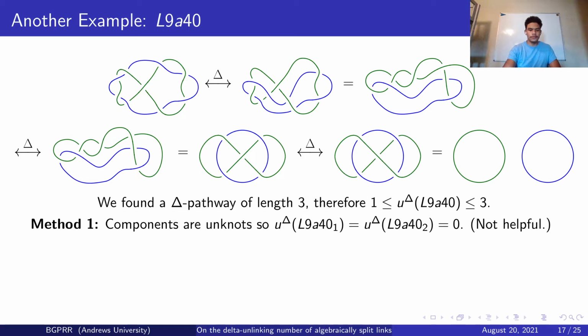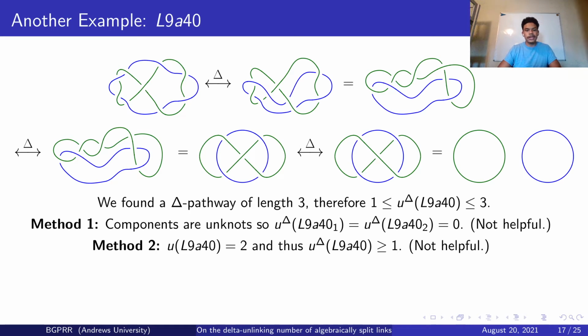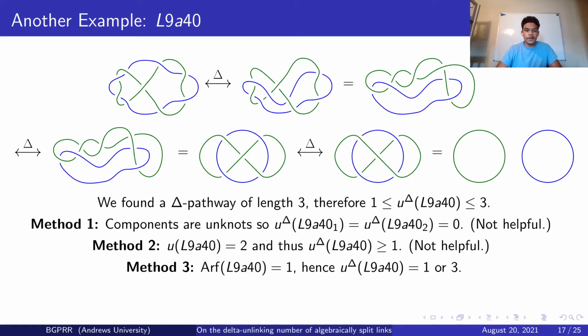which is not helpful. If we look at our second method, the canonical unlinking number, it is known that the canonical unlinking number of L9A40 is equal to 2. Half of this gives us a lower bound of 1, which doesn't really change anything, also not helpful. If we use method 3, the Arf invariant, we can determine the parity and see that the delta unlinking number of our link has to be odd. In other words, it's either 1 or 3.